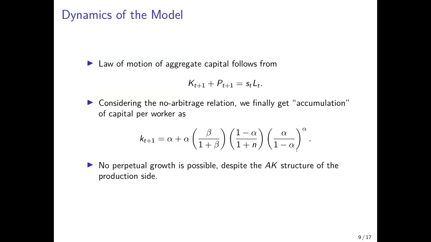And then in the end, we would divide by the number of workers to get the accumulation equation for capital per worker. And now we see immediately when looking at this equation that no perpetual growth can be possible because capital per worker does not accumulate. These are all exogenous parameters, so there is no growth in the capital stock per worker. And this is a striking result because on the production side, we had an AK structure of the model. So one would, from this perspective, conclude that perpetual growth should be possible. But in equilibrium, it is not.